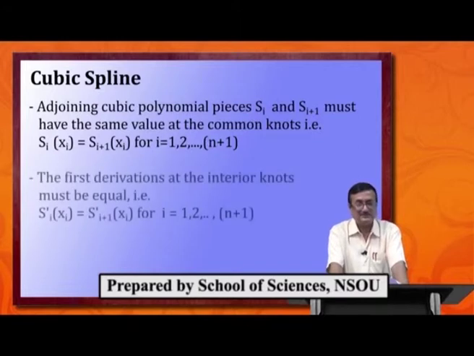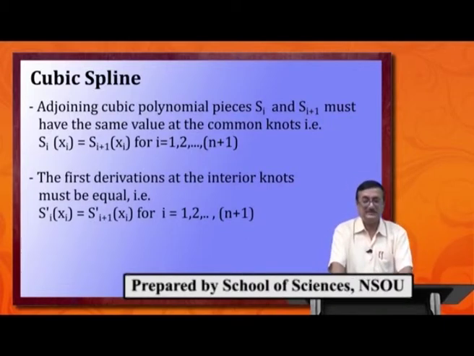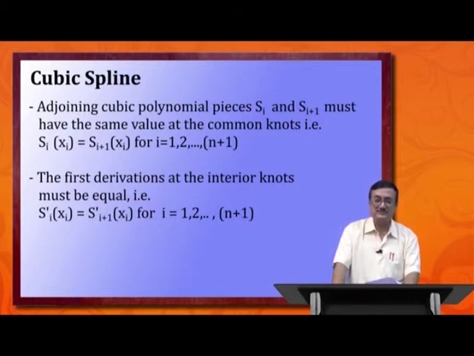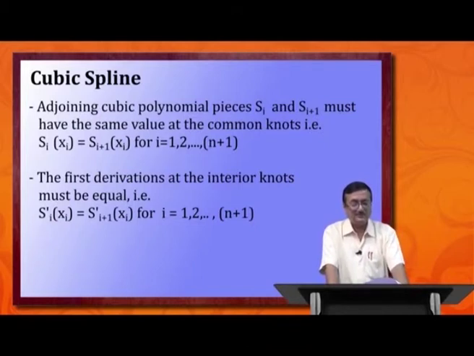The next one is the first derivative. The first derivative at the intermediate knots must be equal, that is Si' at the point x = xi should be equal to Si+1' at x = xi, i = 1, 2 up to n-1. This is for the smoothness at the knot points. There are another n-1 conditions.